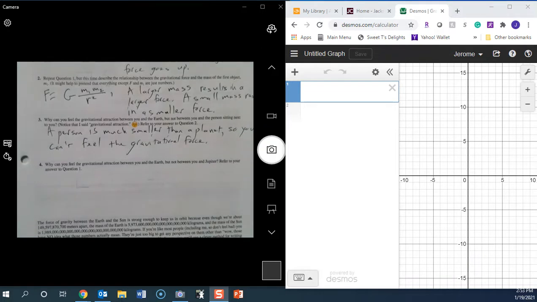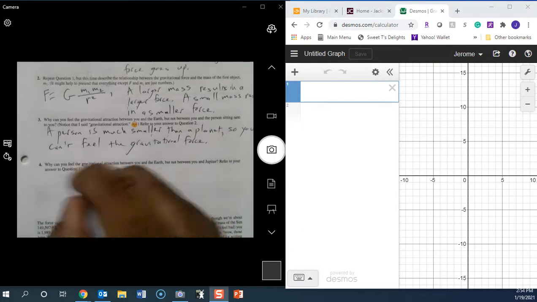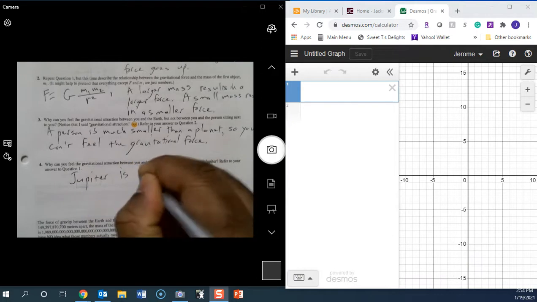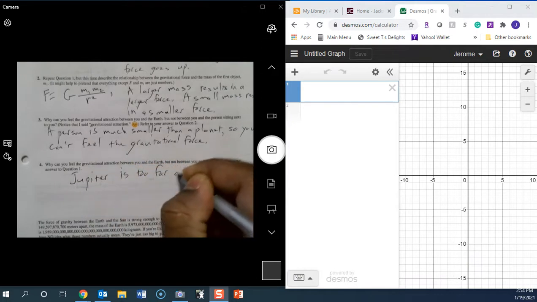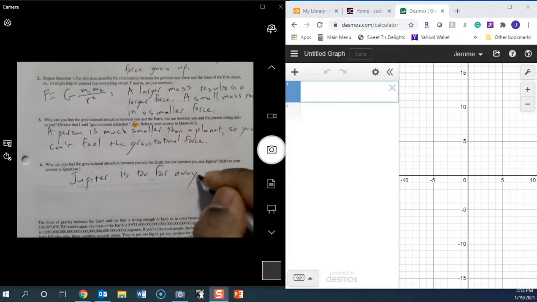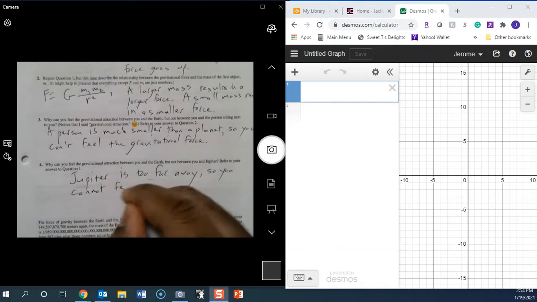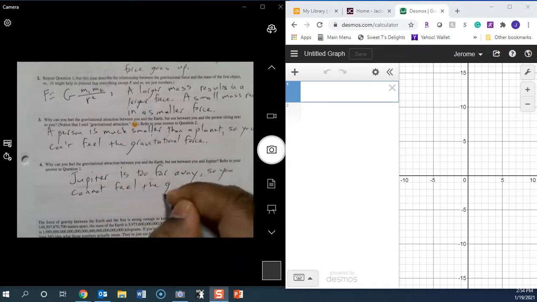Okay, now number 4. It says, why can you feel the gravitational attraction between you and the earth, but not between you and Jupiter? Refer to your answer to question 1. And this deals with distance. Remember, Jupiter is too far away, so you cannot feel the gravitational force.